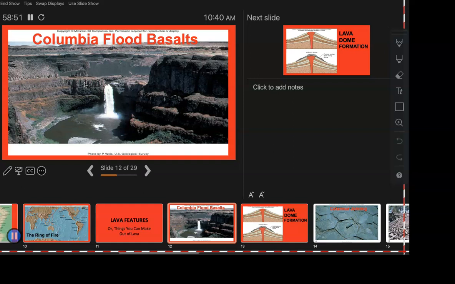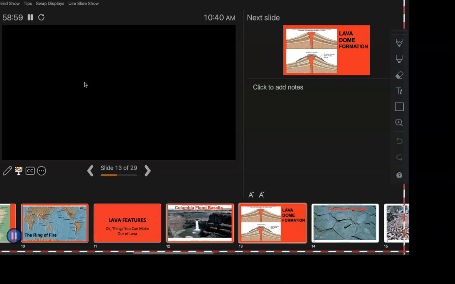Really neat stuff. So flood basalts. That's one thing you could do with lava, in case you were wondering. You got some spare lava. You need a lot of it, but you can do this.